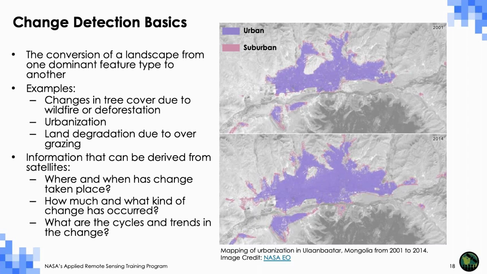Many of the things that we also covered for the time series analysis section, since these two types of analysis are so intertwined. So with satellite imagery, we can answer questions like where and when has change taken place, how much and what kind of change has occurred, and what are the cycles and trends of change? So the example here on the slide shows the urban expansion of Ulaanbaatar, Mongolia, and you'll notice that many instances of change detection feature images that are relatively far apart on the time series, like how in this case the imagery used is from 2001 to 2014. And it's usually a little bit easier to note change this way, which really makes sense since more opportunity for change has occurred in the time between the images, since they're further apart on that time series.